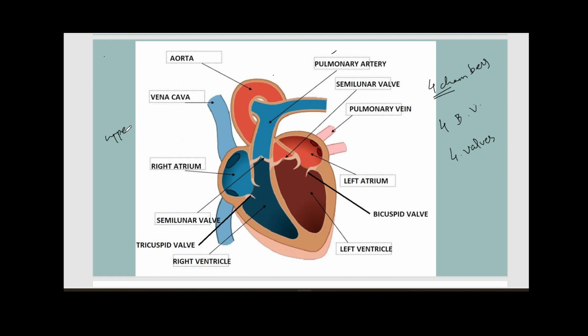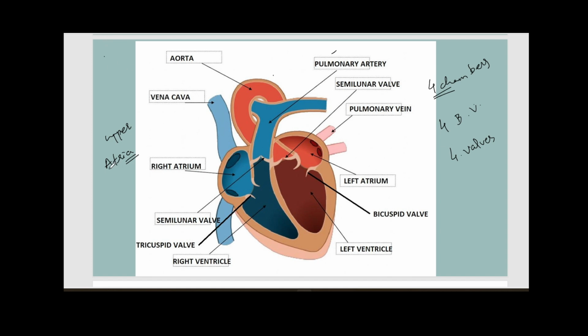The upper chambers are called atria. Here they have written atrium. So atria is the plural word. If I'm referring to both the chambers together, then I say atria. If I'm referring to an individual chamber, if they give a label line and ask you to label, then you will label it as atrium.